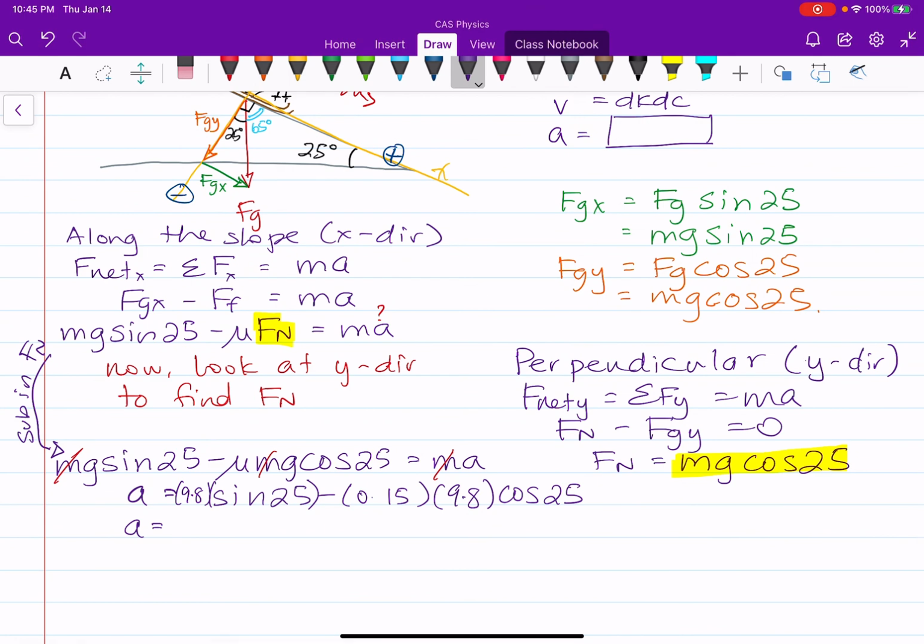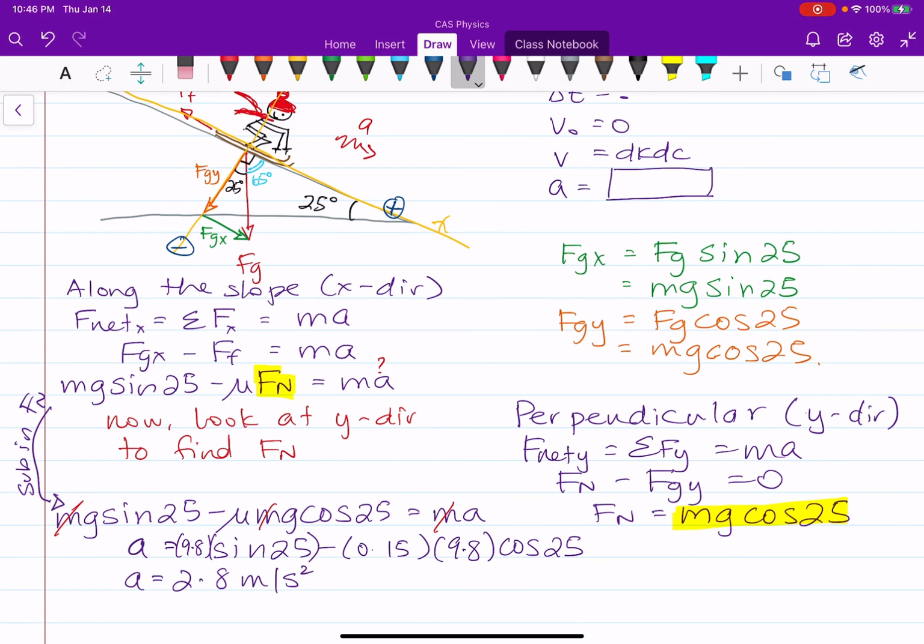I should do it just to make sure, because that answer is from a long time ago. So I'm just going to take a second here. Minus 0.15 times 9.8 times. Oh, I get 2.8. 2.8 meters per second squared. Okay, so now remember what we wanted to do with this information. We wanted to plug it in over here. So let me do that. 2.8 meters per second squared.